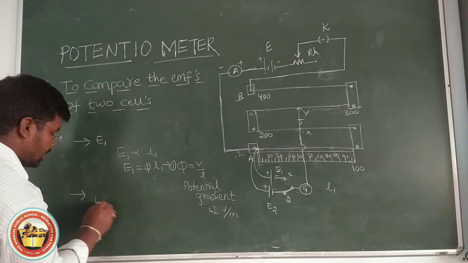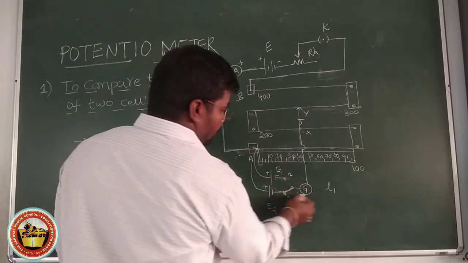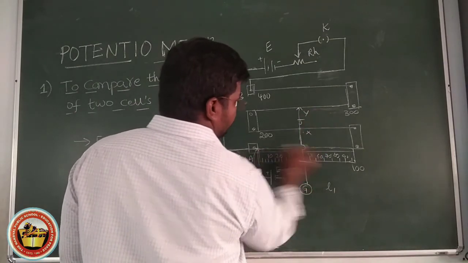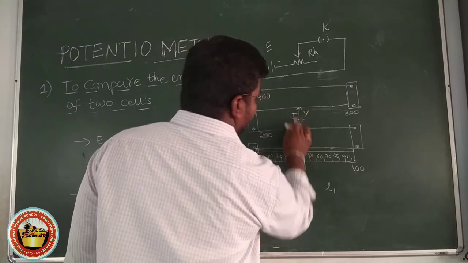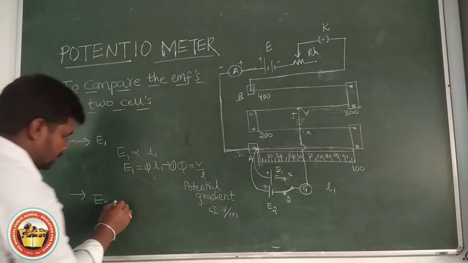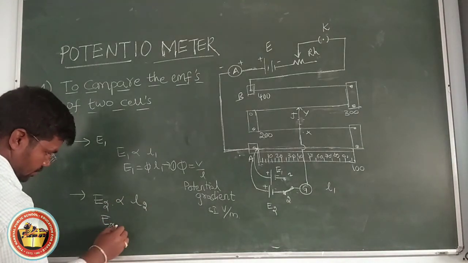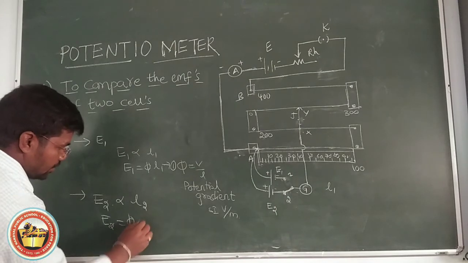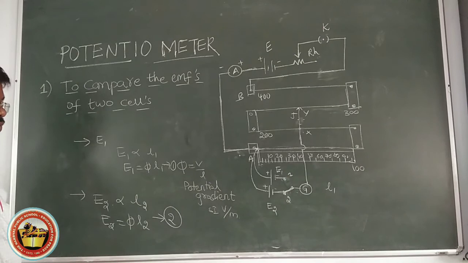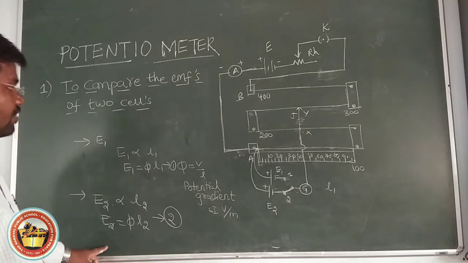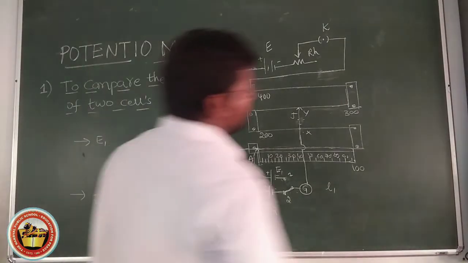By using the E2 cell, we get the length L2. So E2 is proportional to L2. E2 is equal to phi L2. This is equation 2. Okay, understand? Equation 2. Now equation 1 by equation 2.